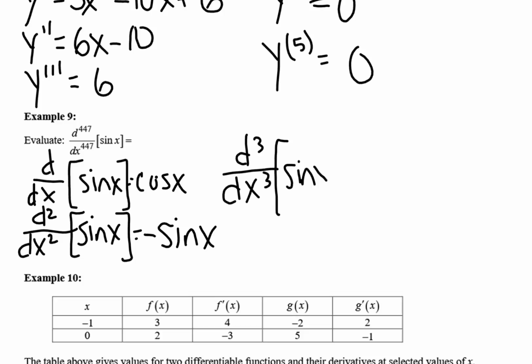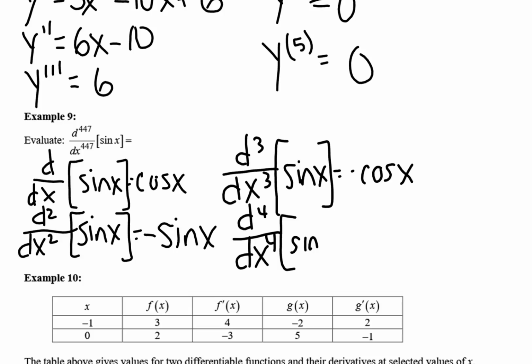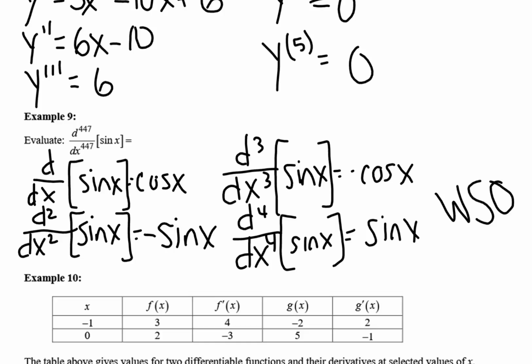The third derivative, negative cosine. And the fourth derivative would be sine. If you take the fifth derivative, that pattern's going to repeat. So I want you to write the answer to this problem in your notes.